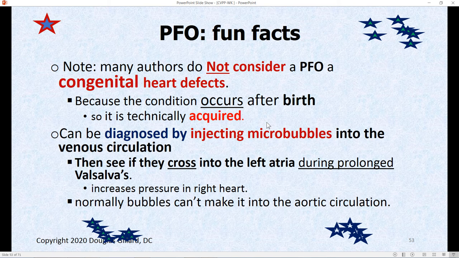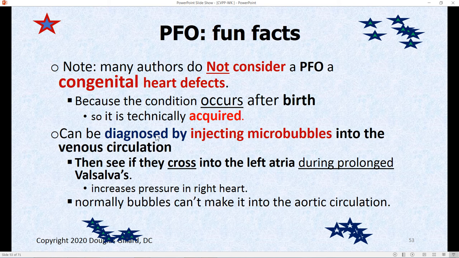A PFO is not, according to our board book authors, Robbins and Rubens, considered a congenital heart defect, because everybody has a PFO when you're born, right? By the age of one, most of you, 75% of you, don't have one anymore because you've fused, you've welded yours together. You've fibrosed your valve and your limbus together. So most authors consider it an acquired heart defect and not one of the congenital cyanotic heart defects.